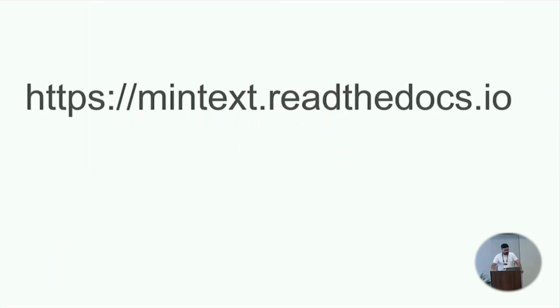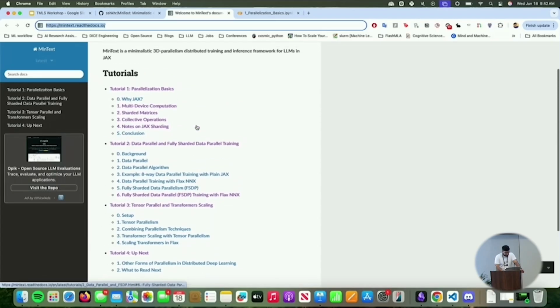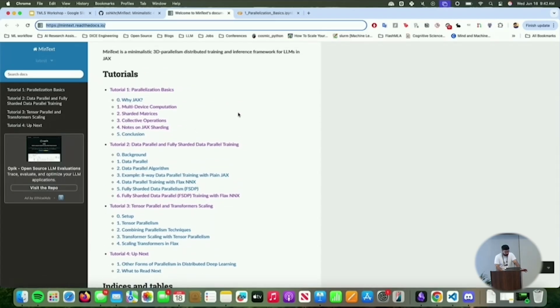So to get started, you can go to this URL, mintext.readthedocs.io. The tutorial will be on Google Colab, and you'll find all the Jupyter notebooks that you need on this website. I'll put this up for a while so that everyone has opened the website, and then we can get started. So you'll see there's 4 tutorials. The 4th one is just sort of a preview of what's next.